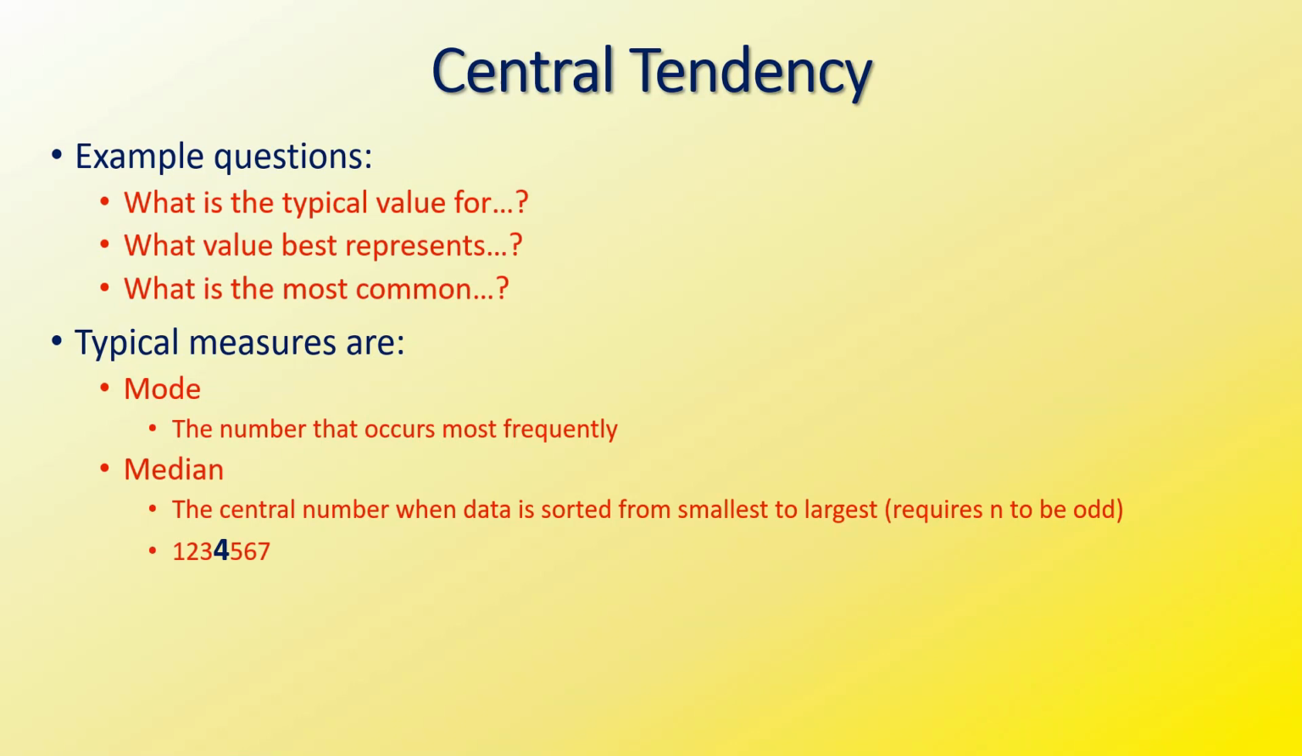In the instance that you have an even number, then what we need to do is take the 2 numbers in the middle, and then we add those together and divide it by 2.